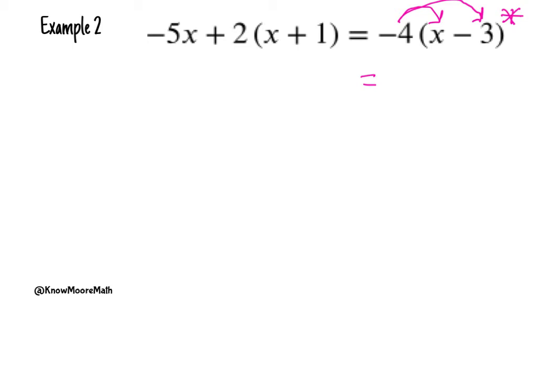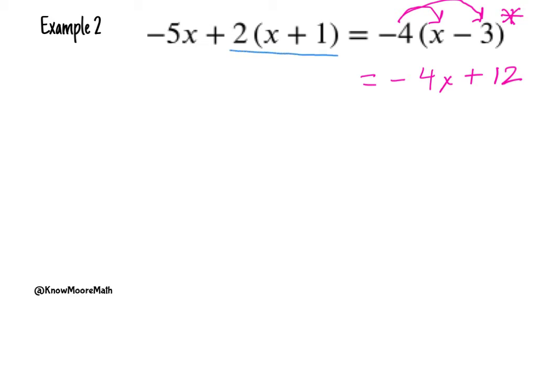So negative 4 times x gives me negative 4x. Negative 4 times negative 3 gives me positive 12. So now that side has been simplified. So now I'm going to have to move on to the other side. And I notice that I also have parentheses here.